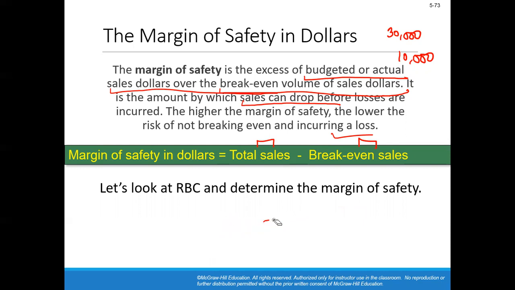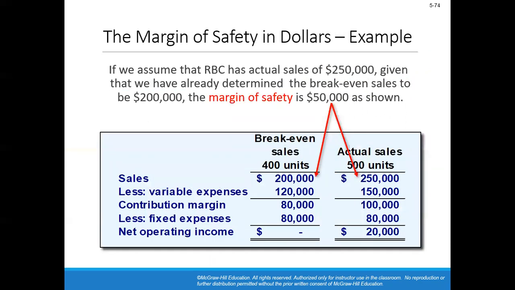So let's try to apply the concept in the case of the RBC company, the bike company, bicycle. So let's look at RBC and let's determine their margin of safety. Okay, RBC has actual sales of 250,000, and we have already learned that their break-even sales is 200,000. So we know that their margin of safety is actually 50,000.